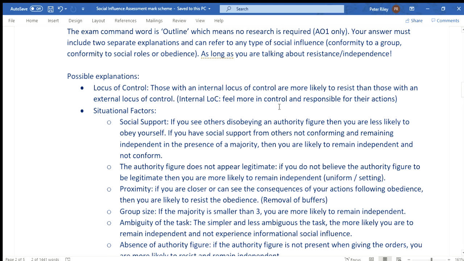Again, we don't need to refer to any research. You just got to be really careful, because a lot of students write those with an external locus of control are more likely to obey or to conform, and unfortunately you're not referring to resistance. So even though you are correct, the way that you've structured that sentence wouldn't achieve you any marks at all. You have to focus on those who are resisting or remaining independent.